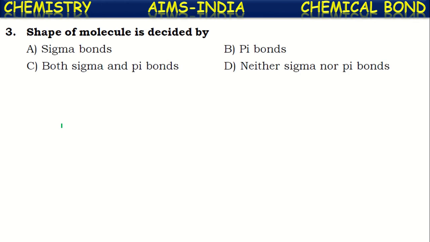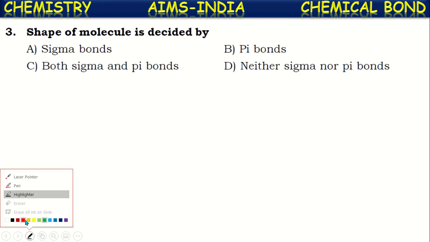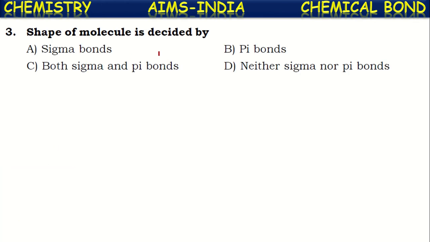The next question: shape of a molecule is decided by, with which it is decided. So the shape of a molecule depends upon the number of sigma bonds present on the central atom of the molecule. Only sigma bonds decide the shape of the molecule. Pi bonds do not have any effect on the shape of the molecule. They can just change the bond length, but there is no effect on the bond angles or shapes of the molecules. Only sigma bonds decide the shape of the molecule.